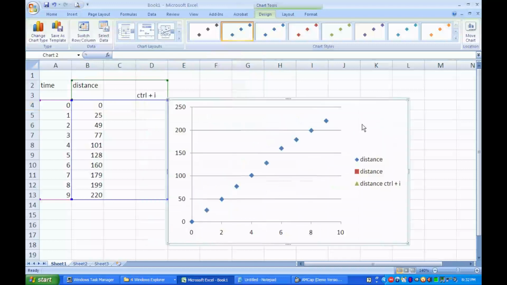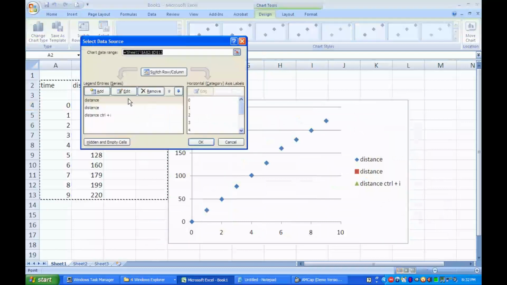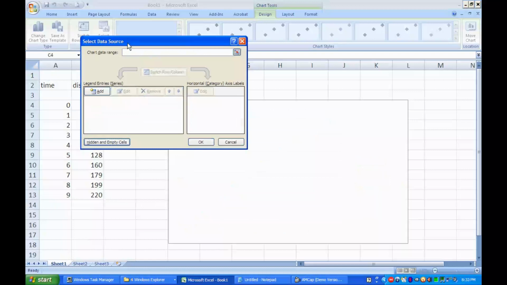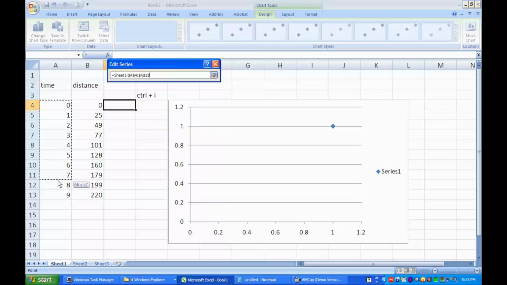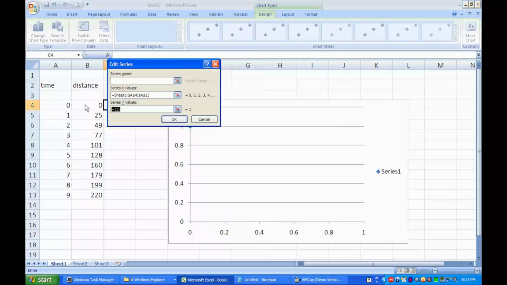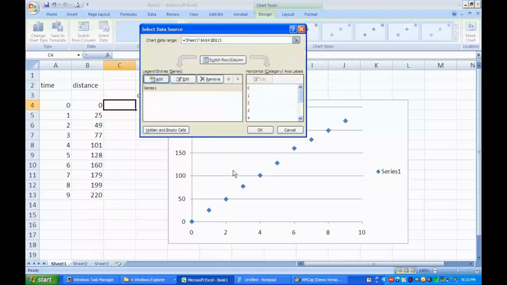Okay. Now, if you're using a newer version of Excel, where you find this sort of stuff is a little bit different, but the principle is the same. So let's say our series name is, actually, we won't give a name, but the x values will be our time, so we'll select these, and our y values will be distance, so we'll select these. As you can see, we've got a nice line going up there.